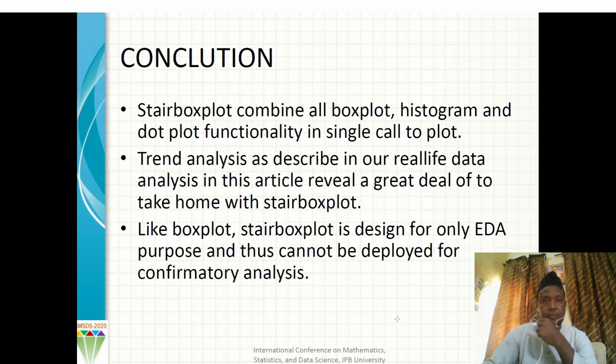And conclusively, we come up with the conclusion that Stairboxplot combines the features of the classical box plot method, the histogram, and the dot plot functionality in a single plot. So when you plot your data using Stairboxplot, you have all this information combined together into one plot. Also, the trend analysis as described in our real-life data analysis in this article reveals a great deal that we can take home with Stairboxplot. Like the box plot, Stairboxplot is designed only for exploratory data analysis. You cannot do any confirmatory analysis as is popularly done in some cases.